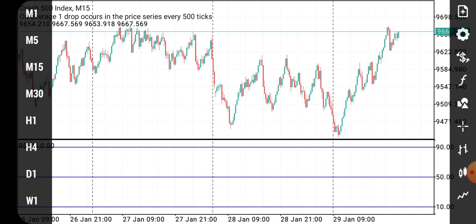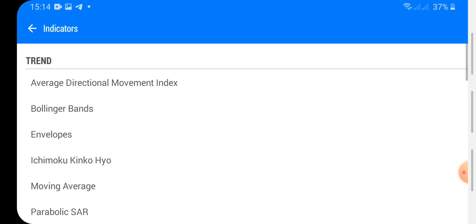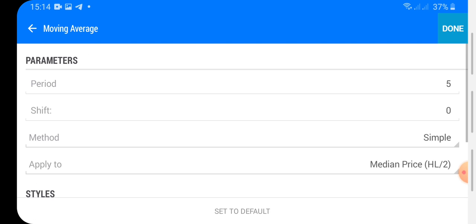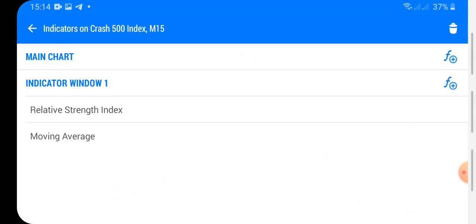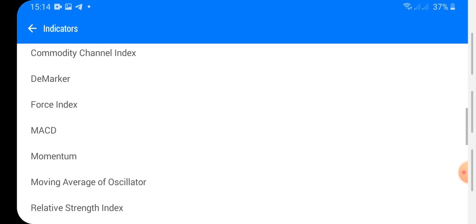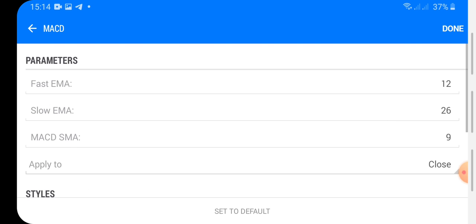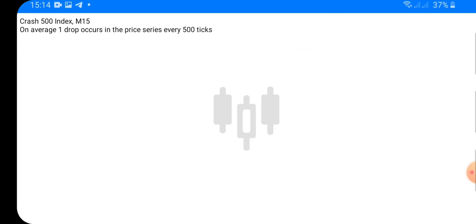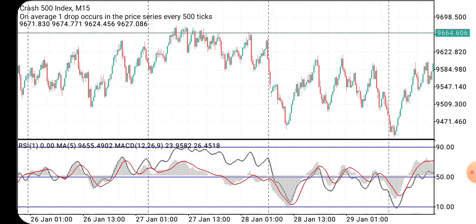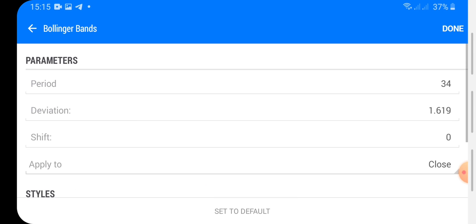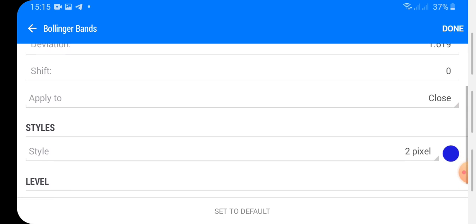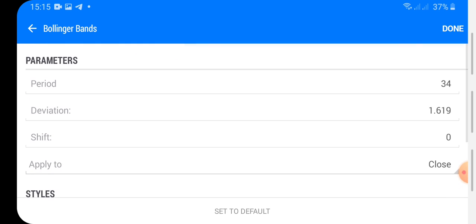Wait, mistake right there. Moving average, no, I don't want this, nope, I don't want that one. Moving average, yes, exactly like that. Then we go back and we select the moving average convergence divergence, exactly like this, very simple thing. Then we go to the main charts, Bollinger Band, we put exactly like this. Period 34, deviation 1.619, everything that you see right there.